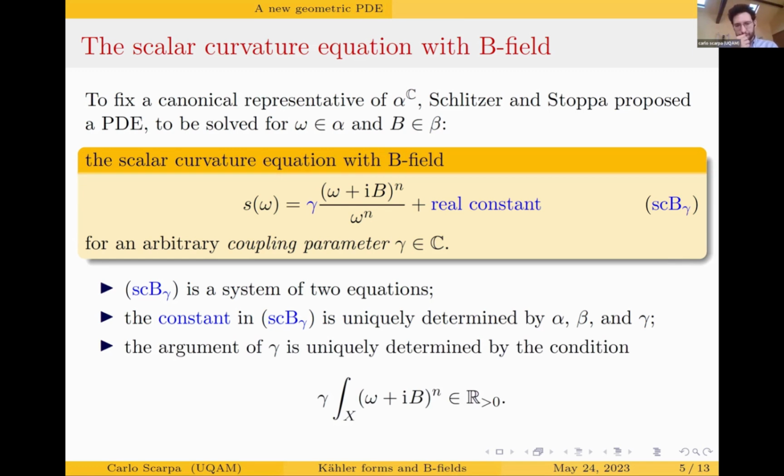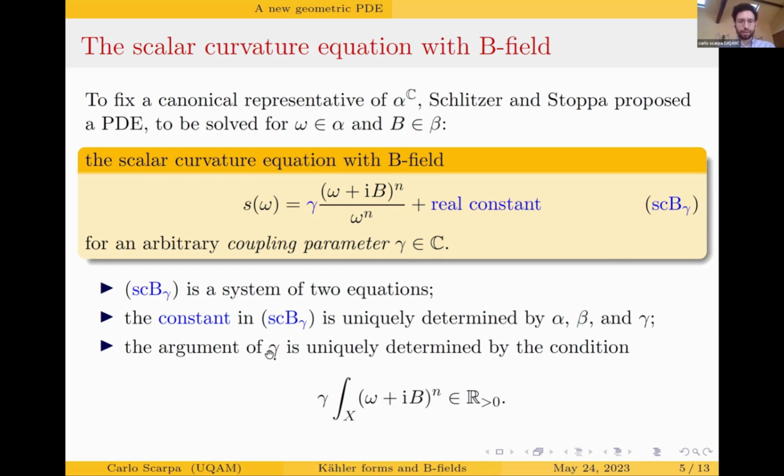So if you integrate this against omega to the n, you will obtain just some topological quantities. And as I mentioned, the coupling parameter is actually not completely arbitrary. So at least its argument is uniquely determined by this condition. So again, if you take the integral of this expression against omega n, what you will find is that the real constant will cancel out the real parts, but for the imaginary part, we still have to get it equal to 0, and that's not a trivial condition.